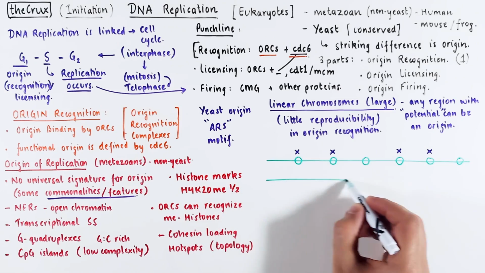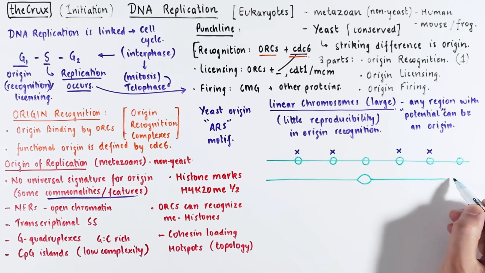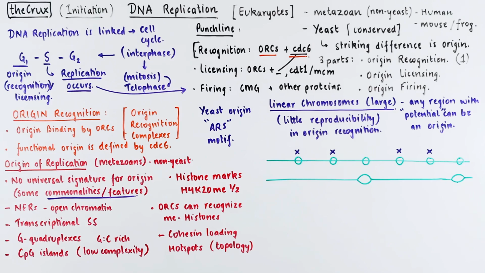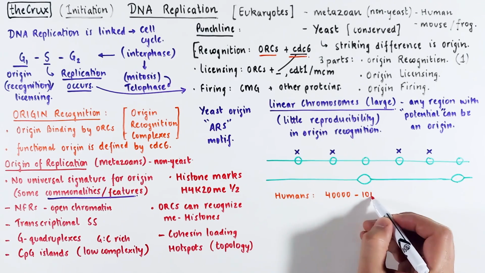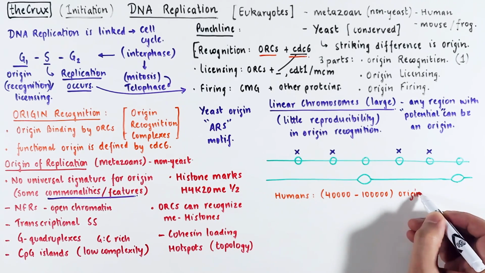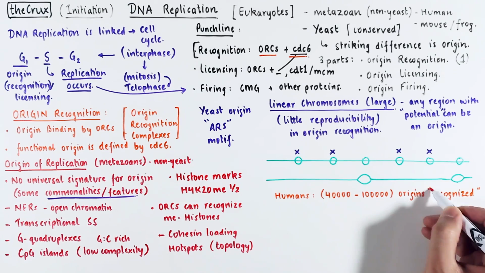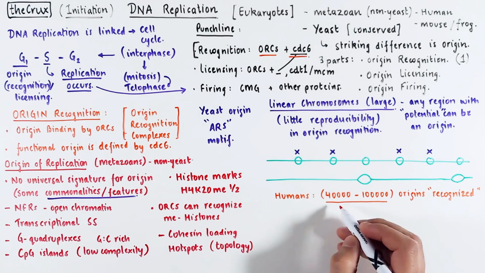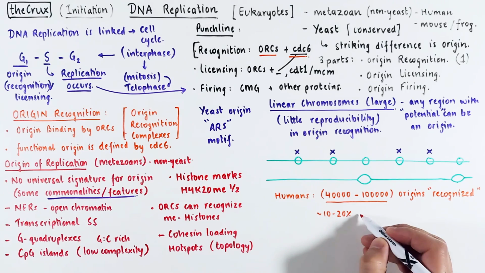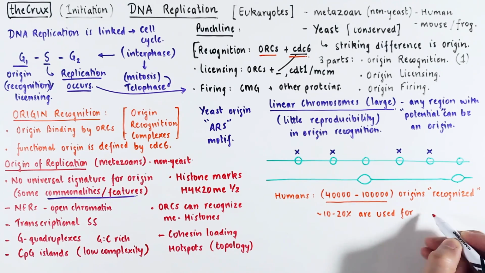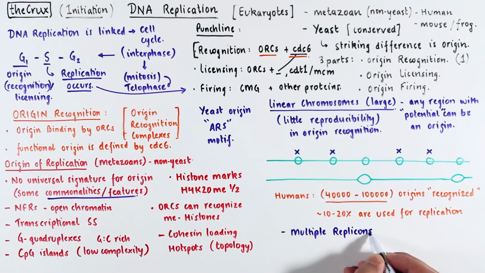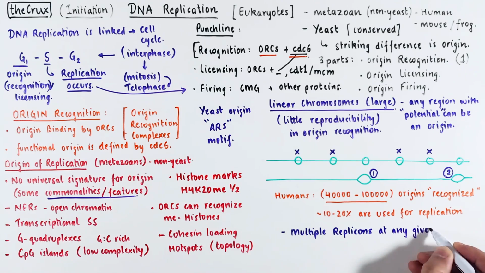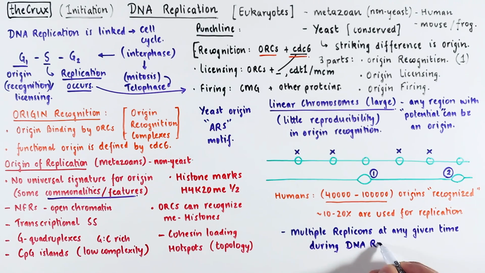So when you look at replication bubbles, you will find, say, these two origins being used. Also, if we actually quantify, we know that there are about 40,000 to 100,000 origins that are recognized and licensed per DNA replication initiation cycle. And out of these, only a small 10 to 20% are actually used for replication in the S phase. The point still remains that eukaryotes have multiple replicons at any given instance during DNA replication.